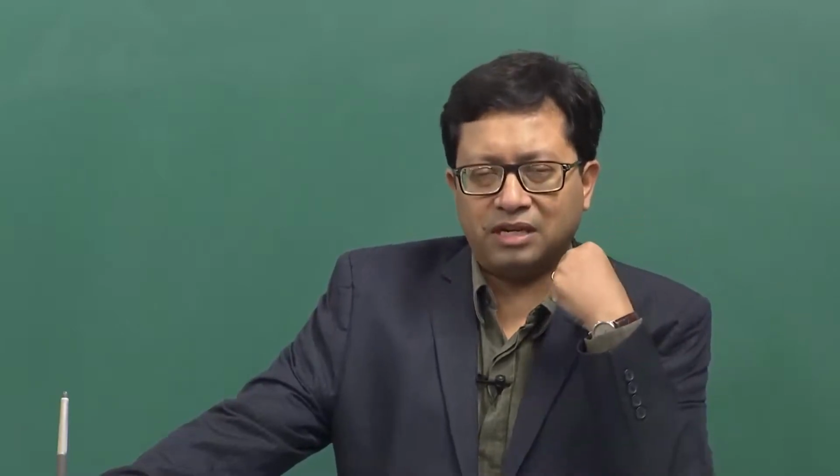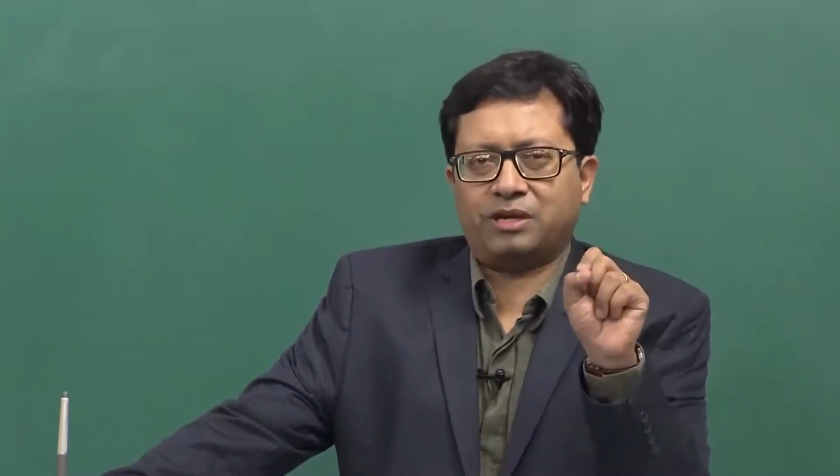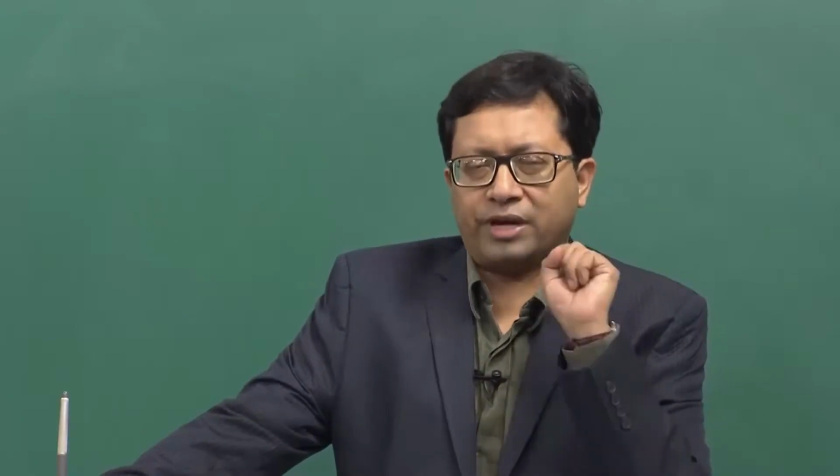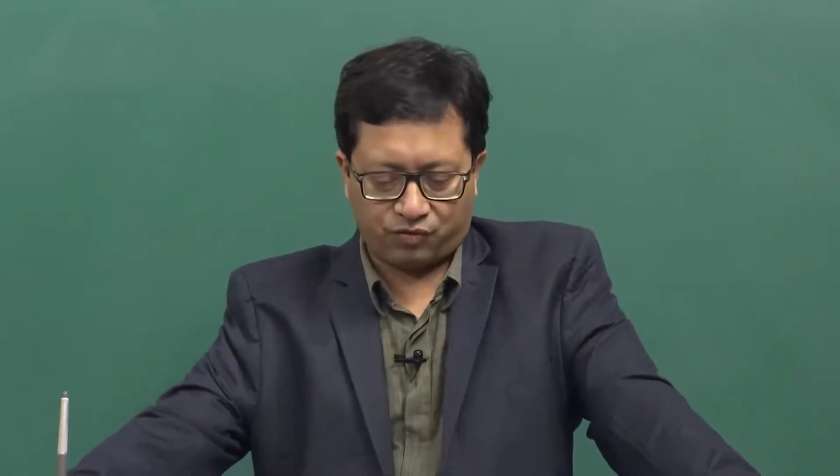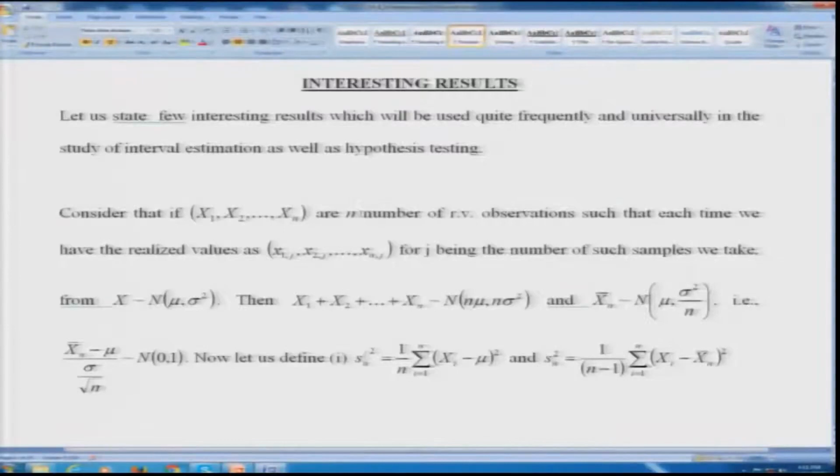If I pick up, I am the second person, and my readings are again x12, x22, x32 and so on and so forth. So, there would be j number of persons who can pick up, and hence the suffixes are given by x1j, x2j and so on, for j being the number of such samples we take.